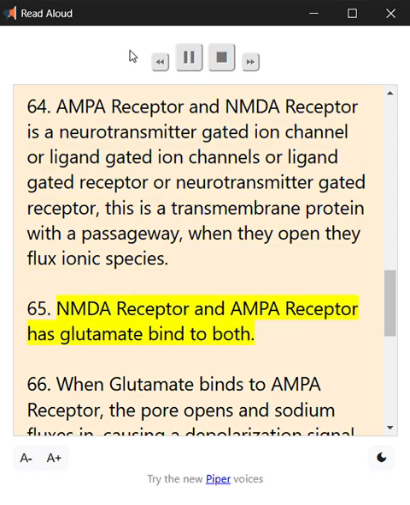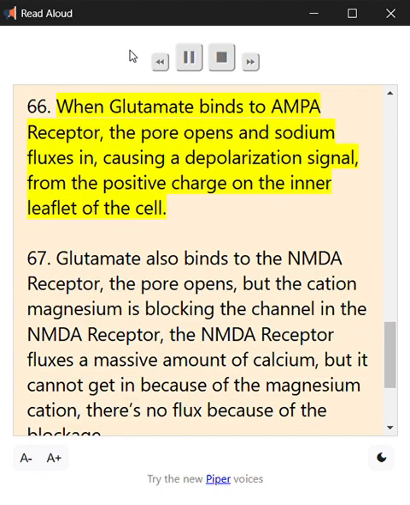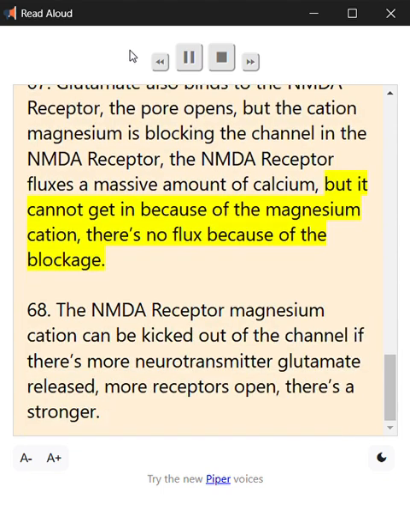65. NMDA receptor and AMPA receptor has glutamate bind to both. 66. When glutamate binds to AMPA receptor, the pore opens and sodium fluxes in, causing a depolarization signal from the positive charge on the inner leaflet of the cell. 67. Glutamate also binds to the NMDA receptor, the pore opens, but the cation magnesium is blocking the channel in the NMDA receptor. The NMDA receptor fluxes a massive amount of calcium. But it cannot get in because of the magnesium cation, there's no flux because of the blockage.